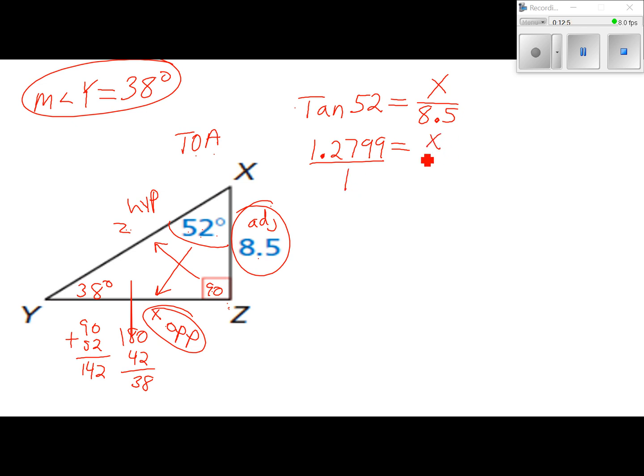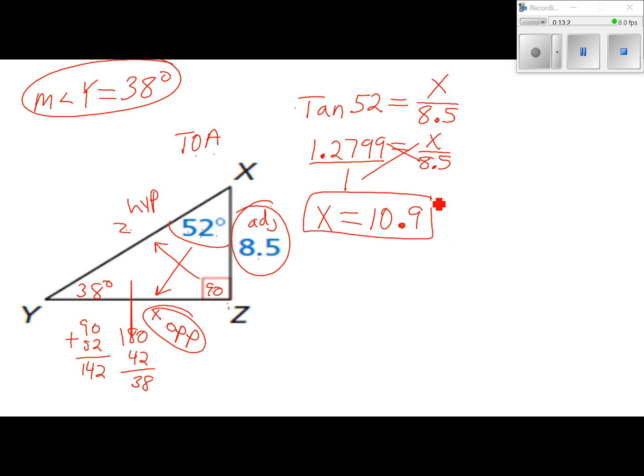X over 8.5. We cross multiply. 1 times x is just x. Cross multiply this way. This is one of the easy ones because we're not going to have to divide by anything. We just have to multiply here and get the answer. So we take 1.2799 times 8.5, and we get 10.879. So we'll round that to 10.9 since it's a second.